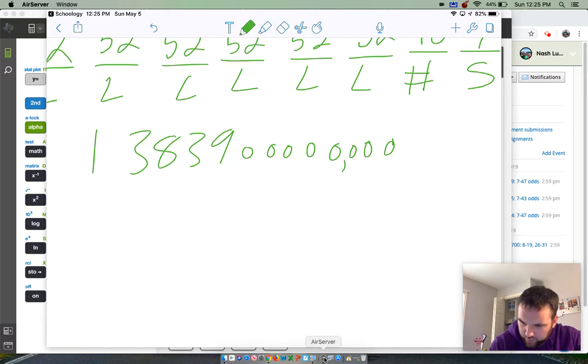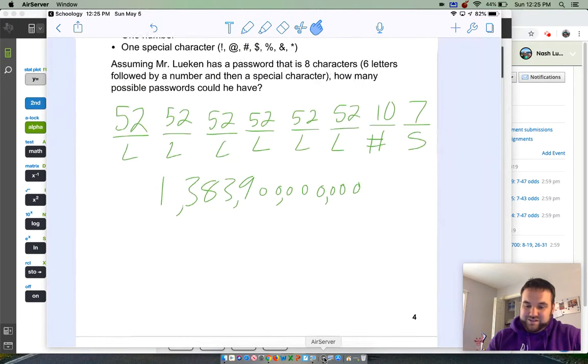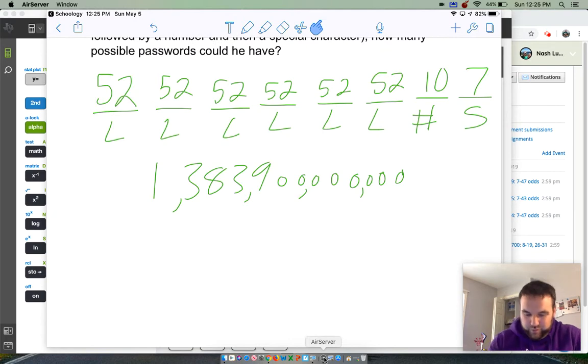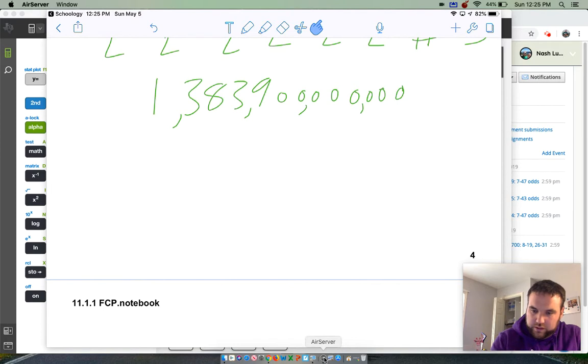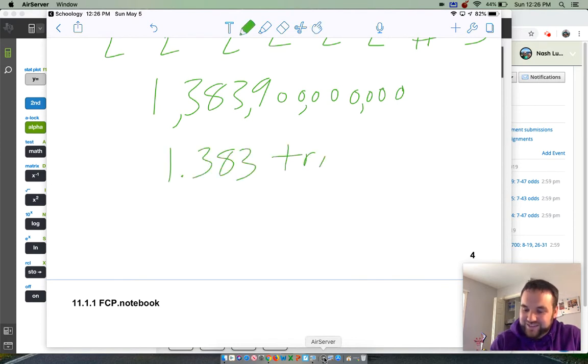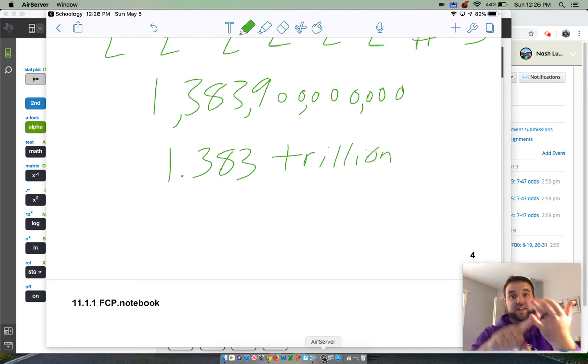So that is 1, 2, 3, 4. Millions, billions, trillions. So based on this, I have 1.383 trillion different passwords. And what's crazy about that is that is if you know that it's 6 letters, 1 number, and then 1 special character. The fact that I could throw a special character in the middle, or I could do number, letter, alternating, this gets out of hand very quickly.